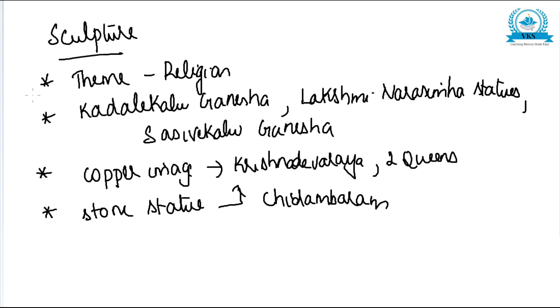So the main theme of sculpture was religion. Kadalekalu Ganesha, Sasivekalu Ganesha, Lakshmi Narasimha statue, all were important. The copper image of King Krishnadevaraya with his two queens is another important statue. And the stone statue of Krishnadevaraya at Chidambaram also is important. Now, after contribution in sculpture, regarding the contribution in painting, it also flourished during this time.